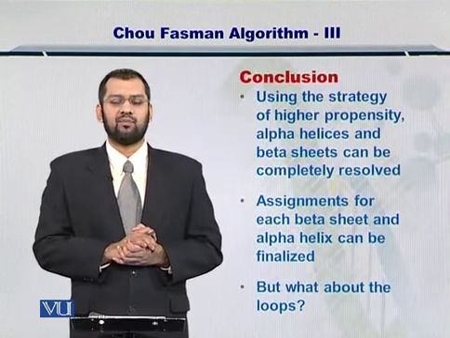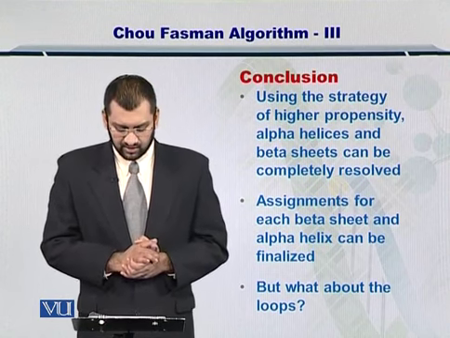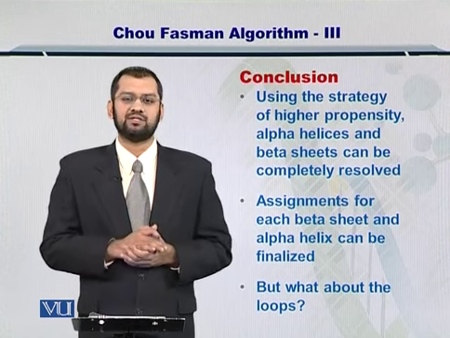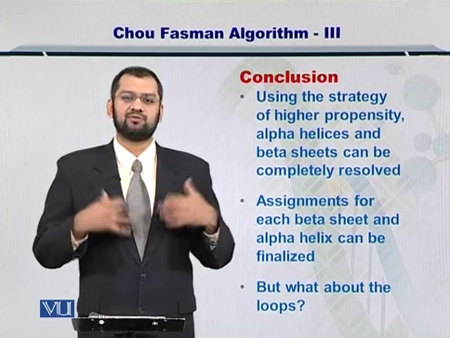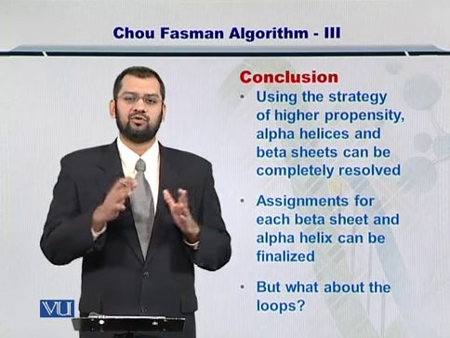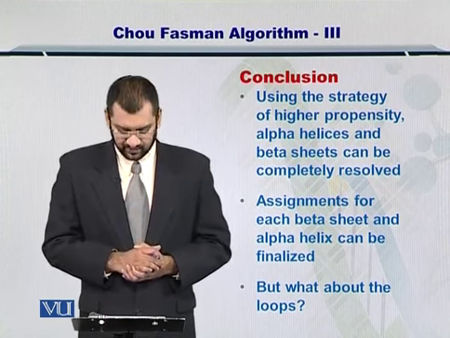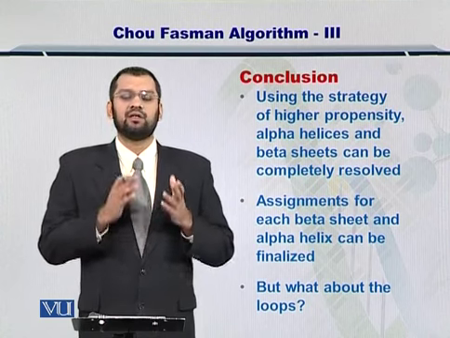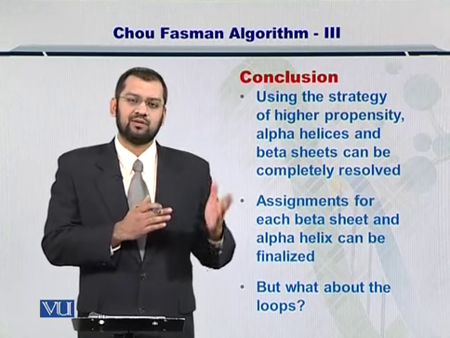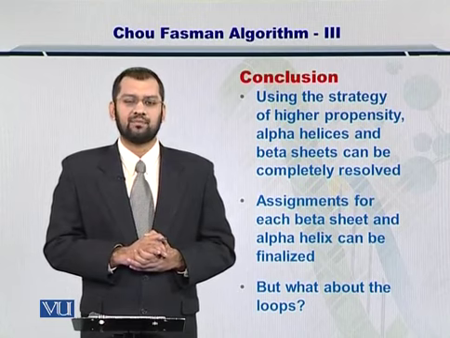These 2 points are very important towards finalizing the beta sheets. So using the strategy of higher propensity for alpha helices and beta sheets and the average propensity towards finalizing them, you can classify major portions in your sequence into the secondary structures which they can form. And next is, what about loops and turns? Besides alpha helices and beta sheets, there are loops and turns as well, and you need to predict them properly too.